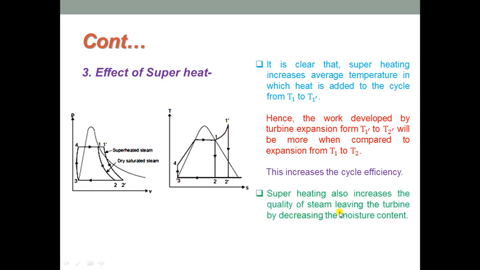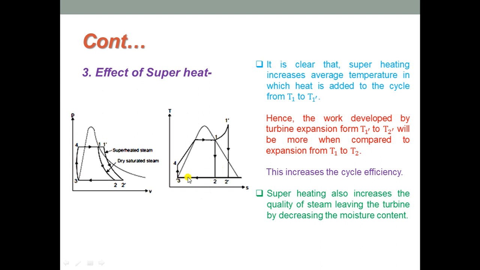Superheating also increases the quality of steam leaving the turbine by decreasing the moisture content. You can observe in the horizontal line here. So, the quality of steam. So, the region under this curve represents the wet region. So, here you can observe. So, the point 3 represents the liquid state and this point represents the saturated vapor state. So, anywhere in between these regions represents the wet region, that is, it may be a combination of liquid as well as vapor.